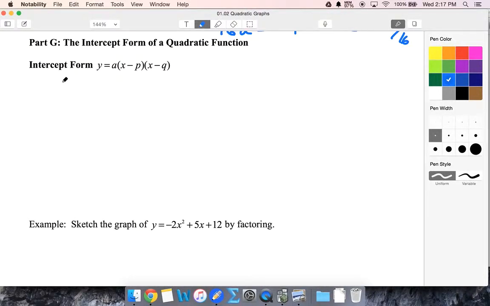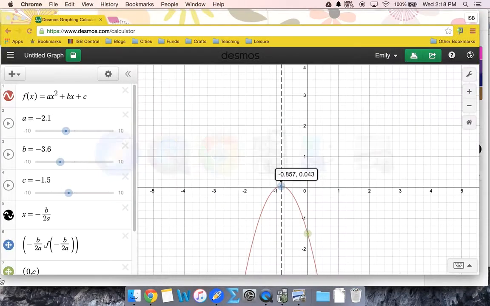All right, here we are with part G, intercept form of a quadratic equation. So intercept form, also called factored form, AKA factored form, and you can see that by looking at it. I see a factored quadratic. The lovely thing about intercept form is that it immediately tells me my roots. So let's go look at this on Desmos. I'm going to make a new graph.